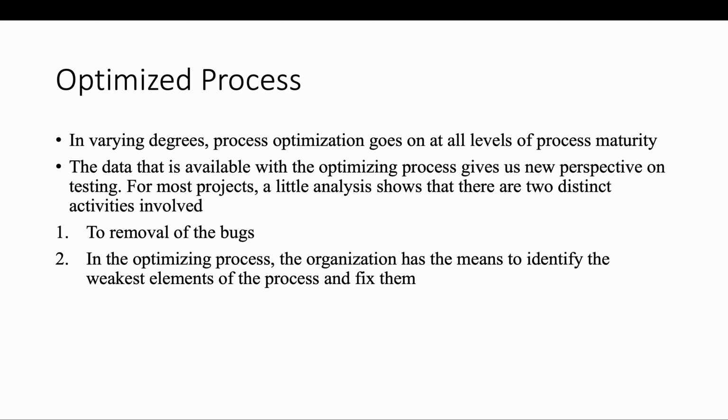So, for most projects, a little analysis shows that there are two distinct activities involved in the optimizing process. One is the removal of the bugs, and second, in the optimizing process, the organization has the means to identify the weakest element of the process and it needs to fix it.